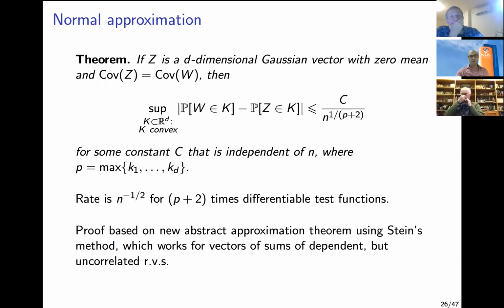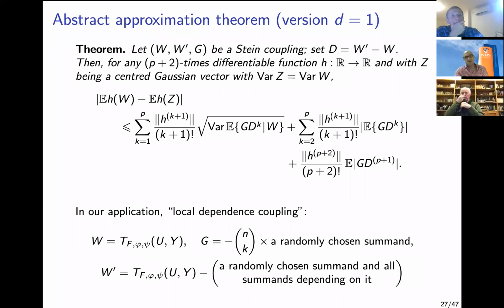Okay, so what's underlying this is an abstract approximation theorem. I don't want to go too much into detail. This is the version d equals 1, and the fact that the summands are uncorrelated, and therefore the variance is much smaller, makes life very difficult.